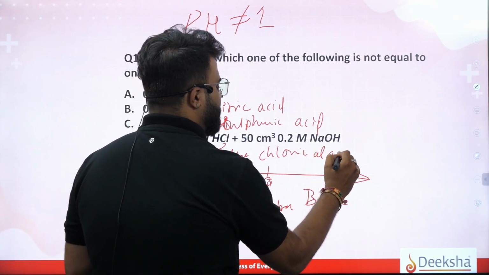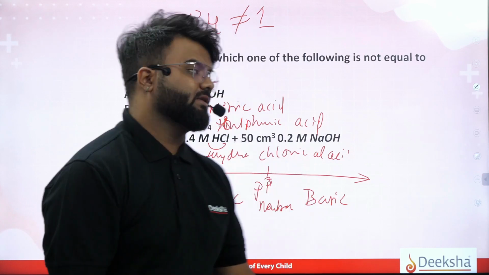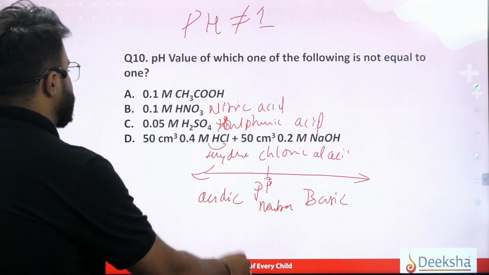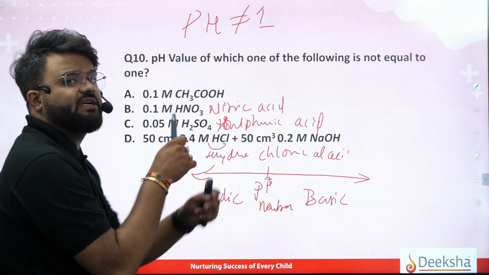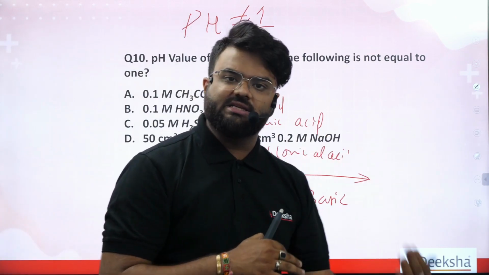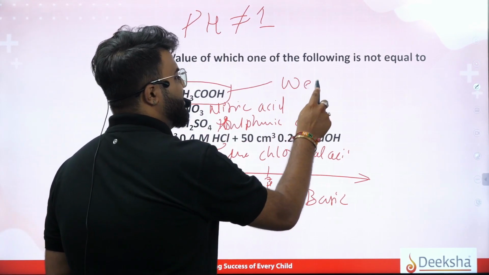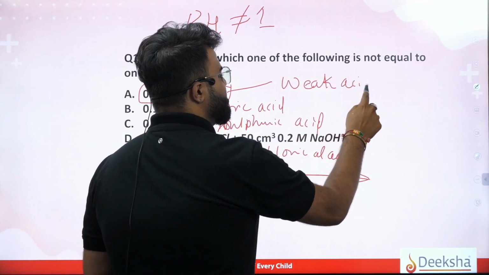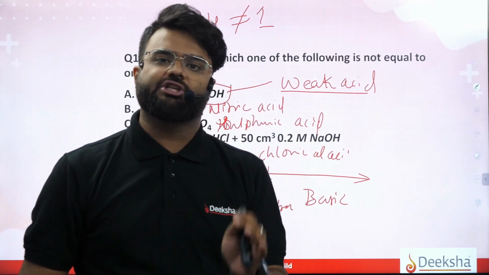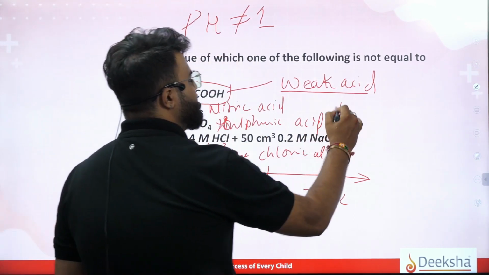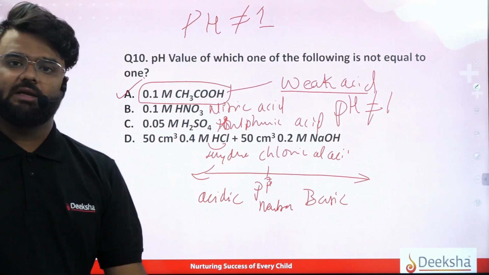Simple hydrochloric acid. So when we see 0.1 molar of acetic acid, it can dissociate easily in water. So what type of acid is it? It is a weak acid. Hence 0.1 molar of CH3COOH is a weak acid where pH is not equal to 1. So your correct option is answer A.